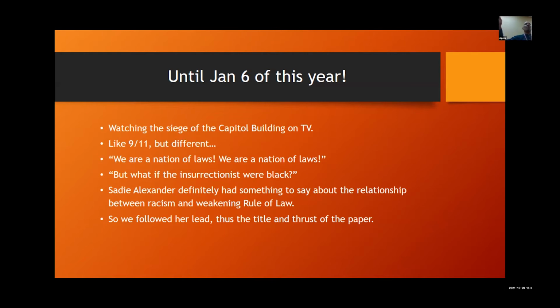So I get on Zoom and I talk to Nina Banks. We're trying to work this thing through. And Nina says to me, wow, what if they were Black? It wouldn't look like that. Sadie Alexander has something to say about that. She has something to say about the relationship between racial discrimination and racism and democracy and lawlessness, things of that nature. So we figured we had our hook. That's the title, Nation of Laws and Race Laws.